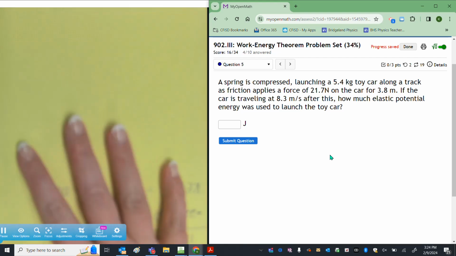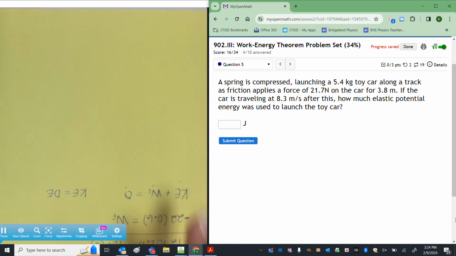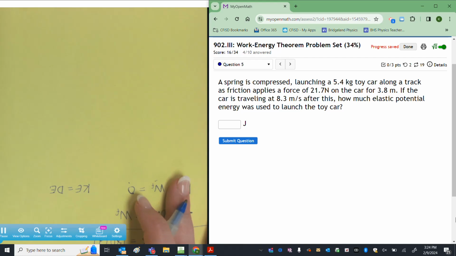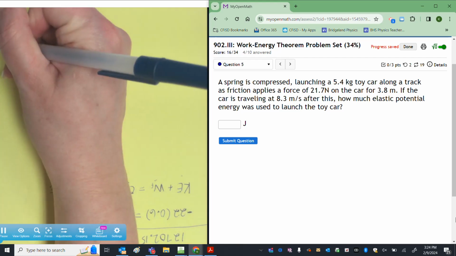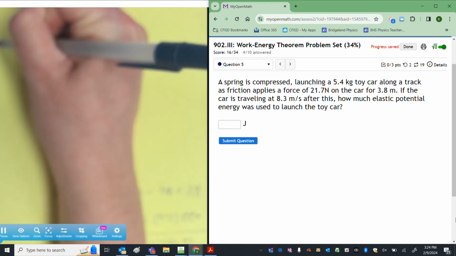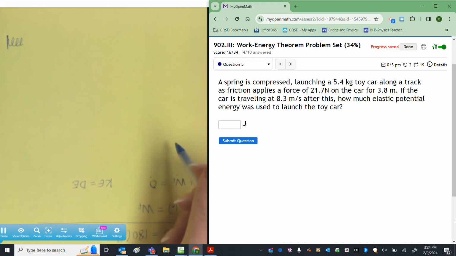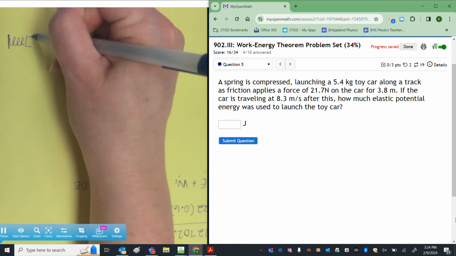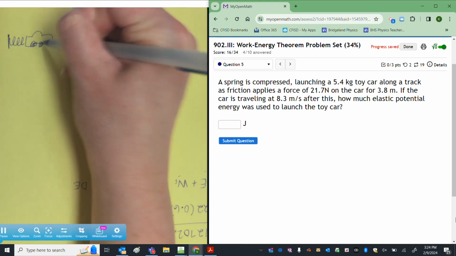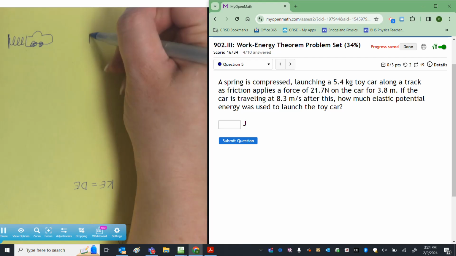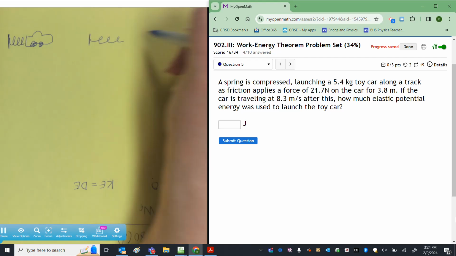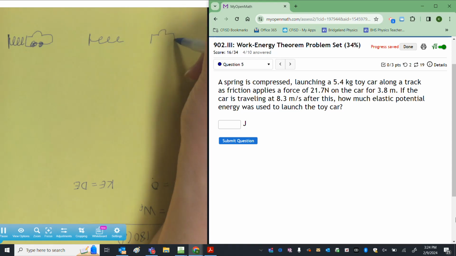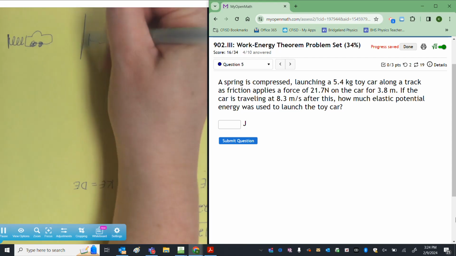So let's think about what energy forms we have. I know that there's a spring here. I mean, you could even draw a picture of what's happening. So I have this spring, and this spring is going to launch this car. So you have this initial state where the car is on the spring, and then after it releases it, now your car is moving. Okay, so it's like a before and after.